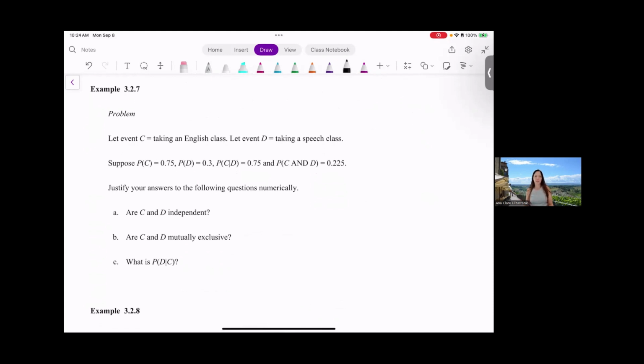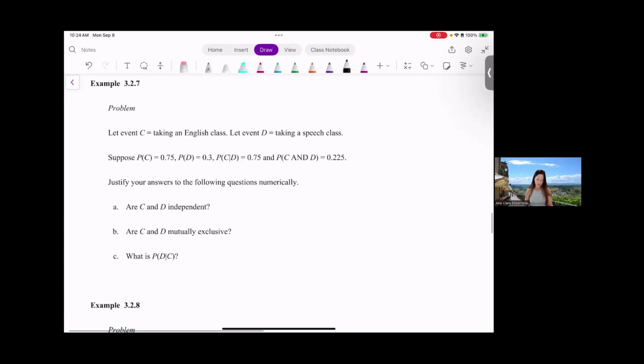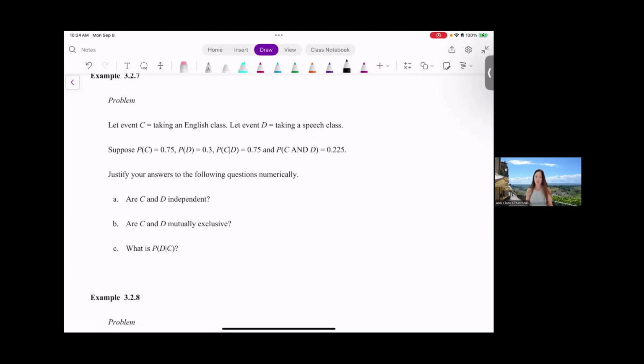Example 327. Let the event C be taking an English class, D is taking a speech class. The probability of taking an English class is 75% or 0.75. Probability of taking a speech class, 30% or 0.3. The probability of taking an English class given you're in a speech class is 0.75. And the probability of taking an English class and a speech class is equal to 0.225 or 225 thousandths, depending on how you want to say your correct terminology. Justify your answers to the following questions numerically.